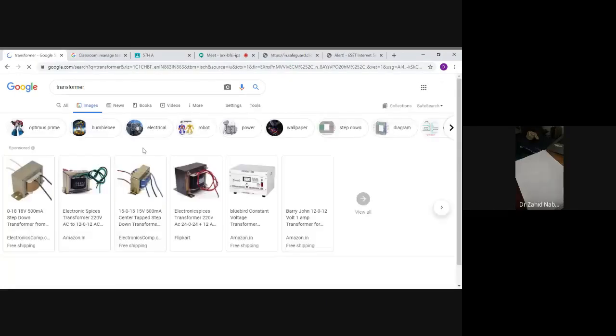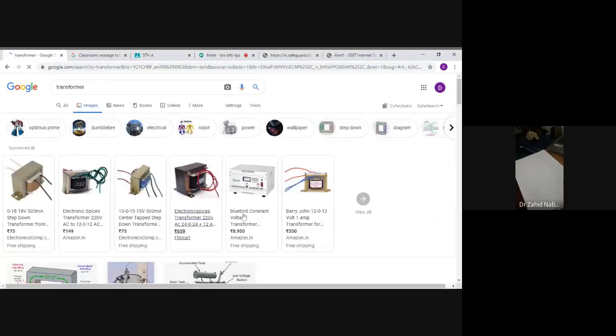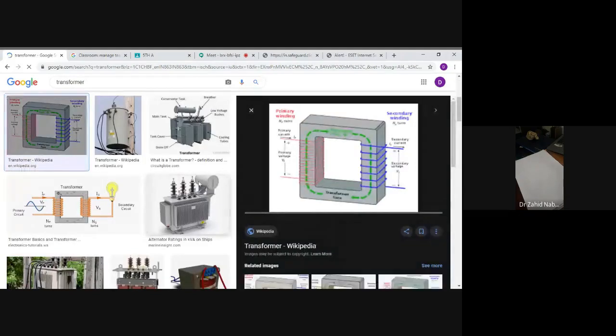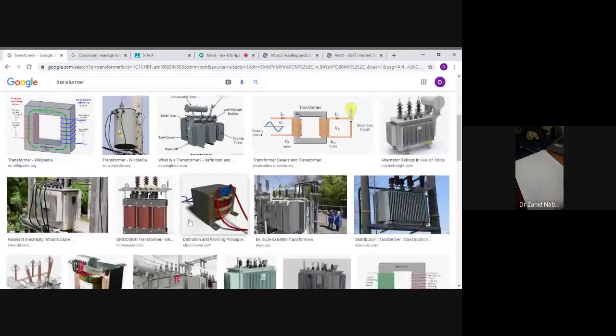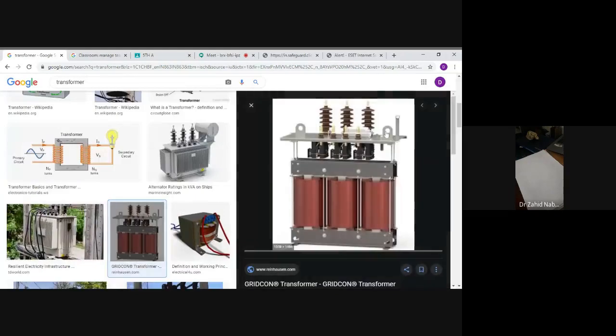No, basically today I'm not having this thing. So what I want is, if you take a transformer over here, are you able to see the window? Yes, sir.